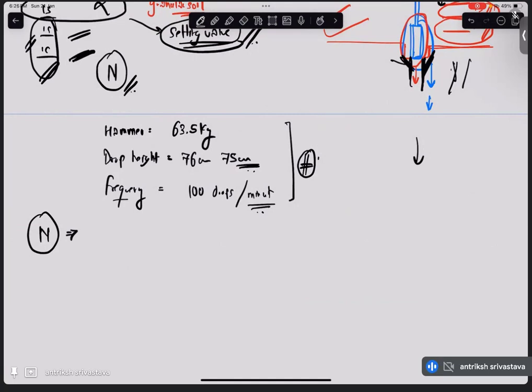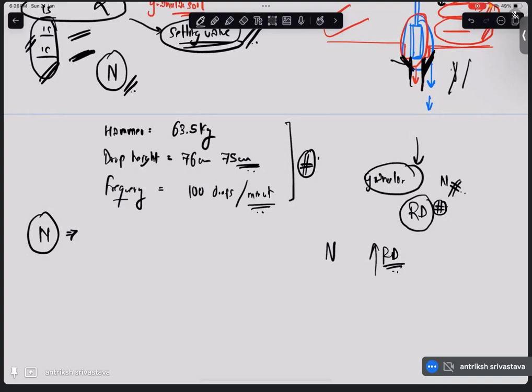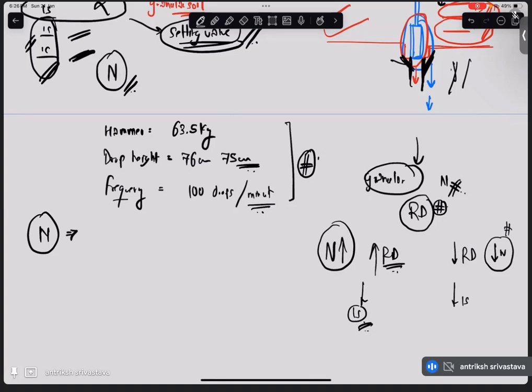The thing is, in case of granular soil, this N is related to your relative density. Now, when a soil has higher relative density, that means it is more nicely packed together, and in that case you will need more number of blows to penetrate the same depth. Whereas for granular soil with less relative density, you will need fewer blows to penetrate the same depth.